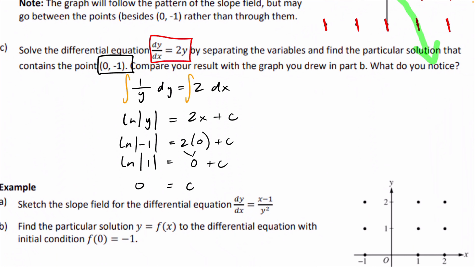Okay, so let's go back here. The natural log of y equals 2x plus 0. That's what you've been doing. That was the last lesson earlier in this packet, which you did the practice yesterday. Now what I have to do here is solve for y. How am I going to solve for y now? How do I solve this guy for y?